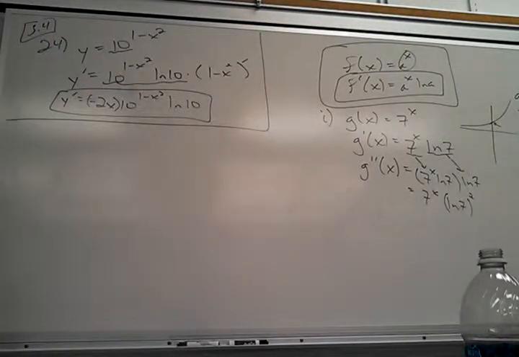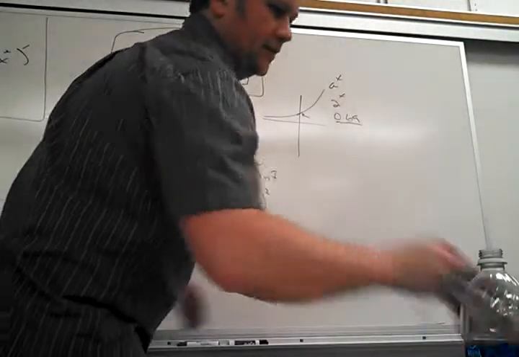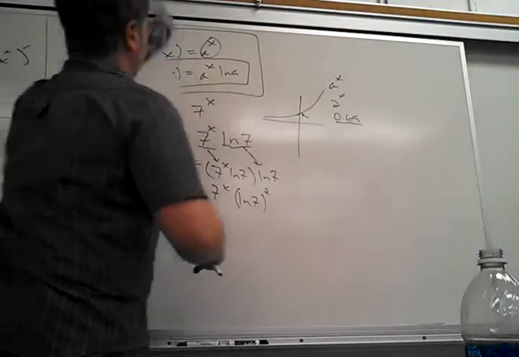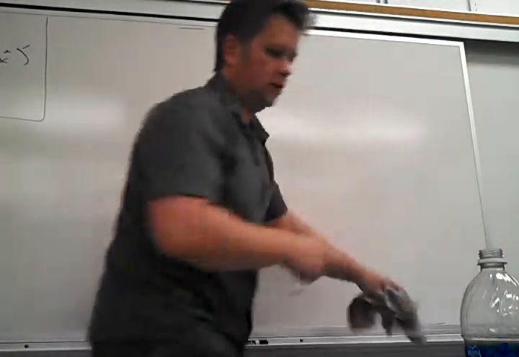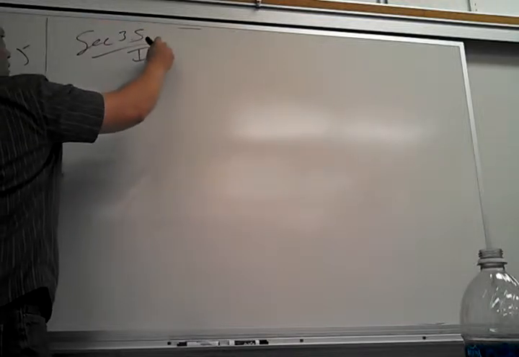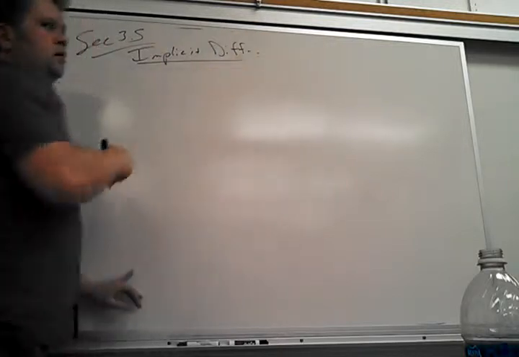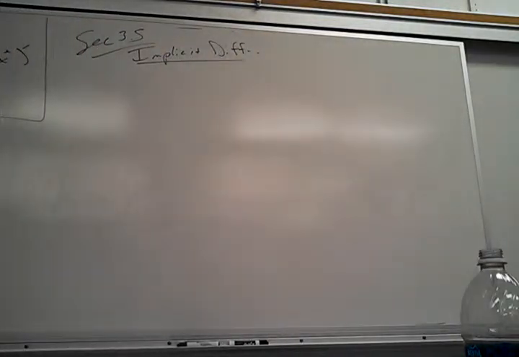Okay. So there's no other questions from there. We're going to get into section 3.5, which is like the next level of chain rule. It's a chain gang rule. No, it's what's called implicit differentiation. So the first good question would be, what does implicit mean in this case?